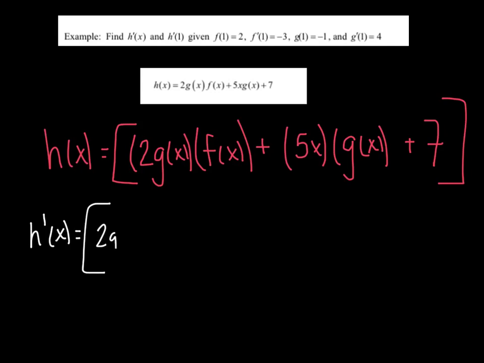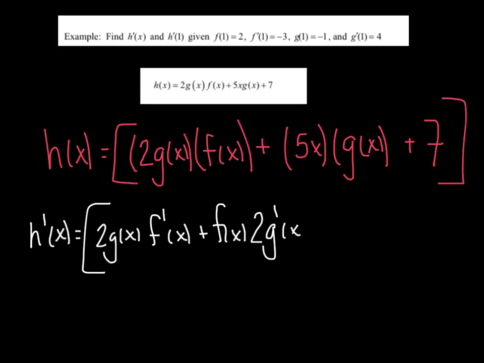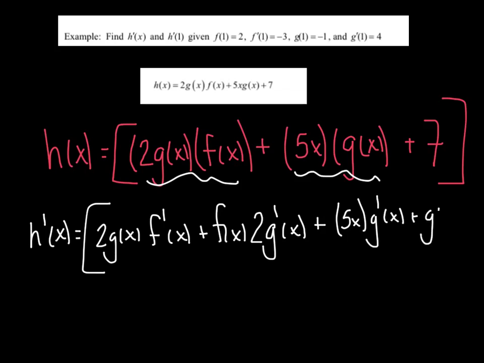First, 2g of x times the derivative of the second plus the second times the derivative of the first. Remember that 2 is just there, bring it along. g prime of x. Okay, so I did product rule once. Now I got to have a plus sign, and I'm going to do product rule again. First, derivative of the second plus the second derivative of the first, of course, is 5x, and then the derivative of 7 is just 0.